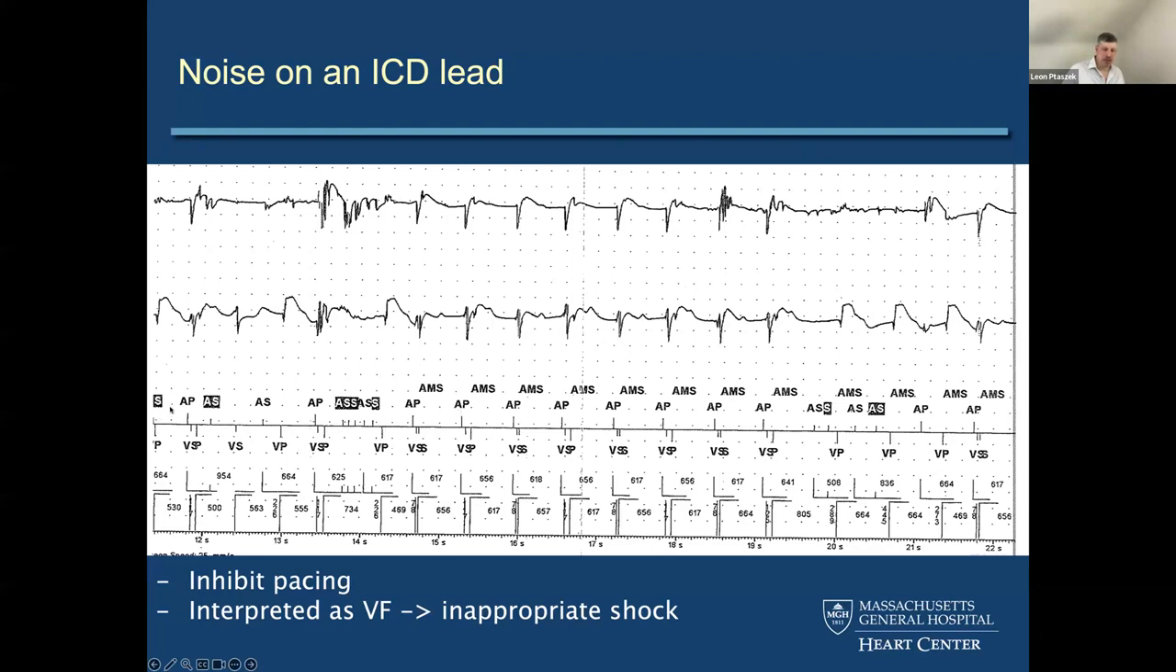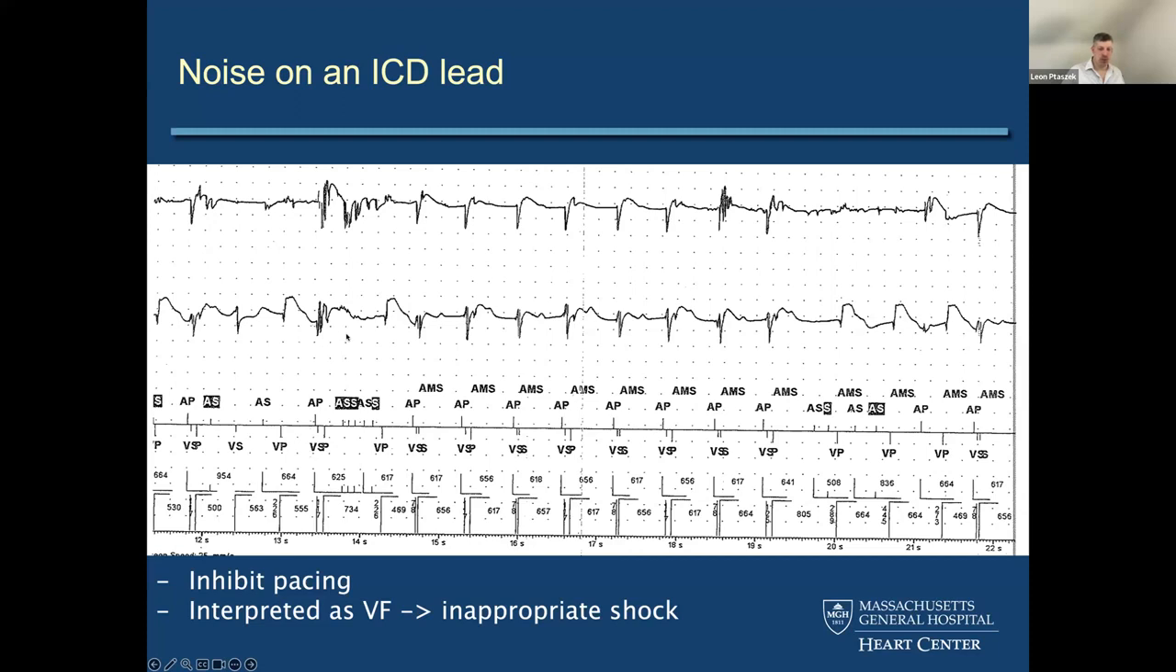Meaning the different channels. You've got the atrial channel and the ventricular channel, and the device is telling you by the labeling here what it thinks it's seeing. It thinks it sees an atrial event, and it also tells you when it's pacing, right? VP is ventricular pacing, AP is atrial pacing, AS is atrial sensing, VS is ventricular sensing. And we're not seeing the atrial lead data on a separate channel up top. We're really just seeing the ventricular data.